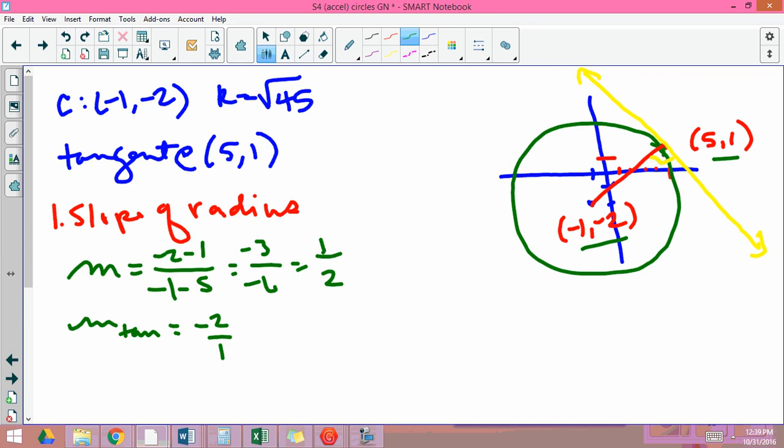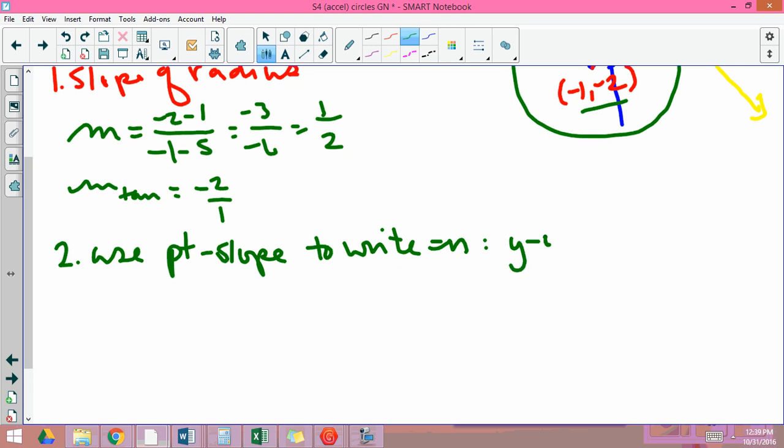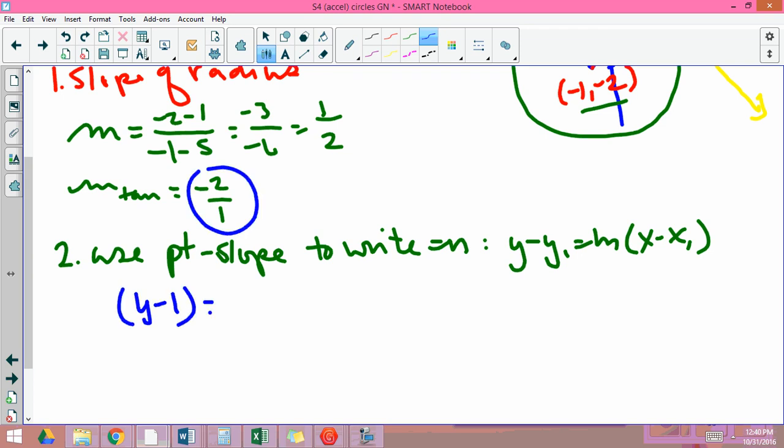Once I know that slope, that means my slope of my tangent is going to be -2 over 1. And once I know the slope of my tangent and a point on, I'm going to use the point slope to write the equation. Now remember, point slope is y minus y1 equal to m times x minus x1. So substitute in what you know. I know my point on, and remember I'm going to use that 5, 1, and so I've got y minus 1 is equal to my slope, -2 over 1 times x minus 5.